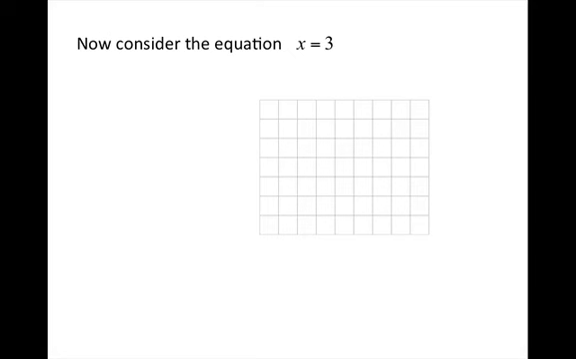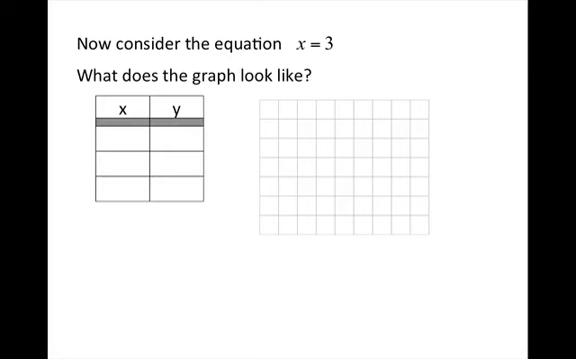Well, now what about if you just have x equals a number? So I have the equation x equals 3, and I want to know, what does this graph look like? This time, if I do a table of values, I can't let x be any number. x has to be 3 every single time. Since I don't have a y value, my y can be any number.